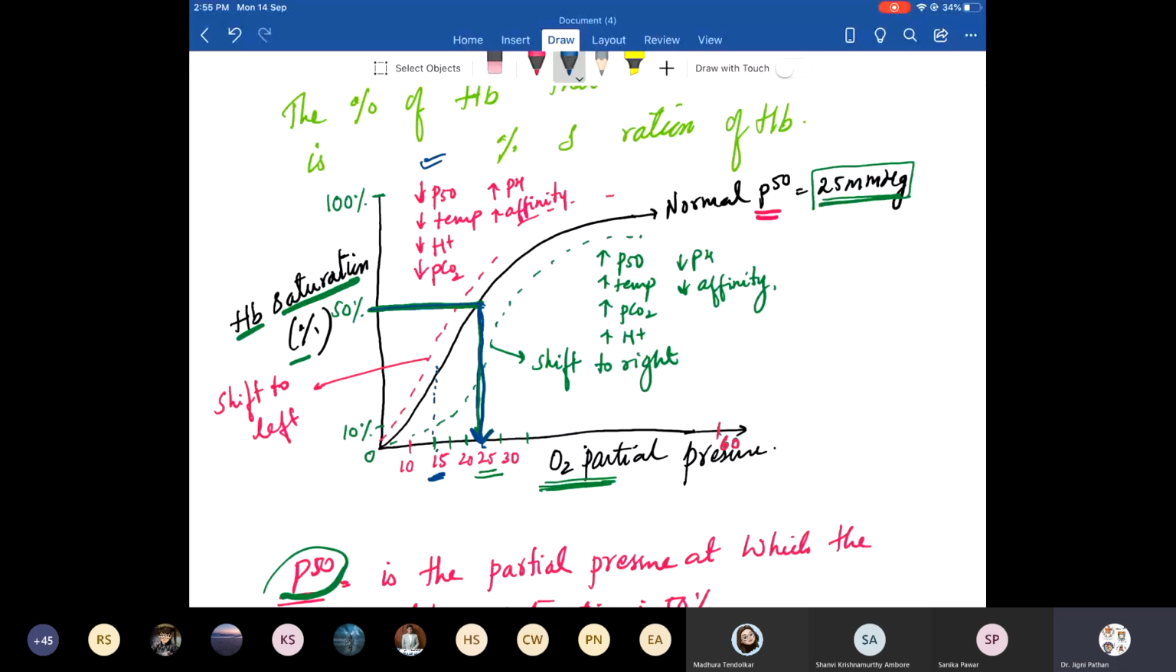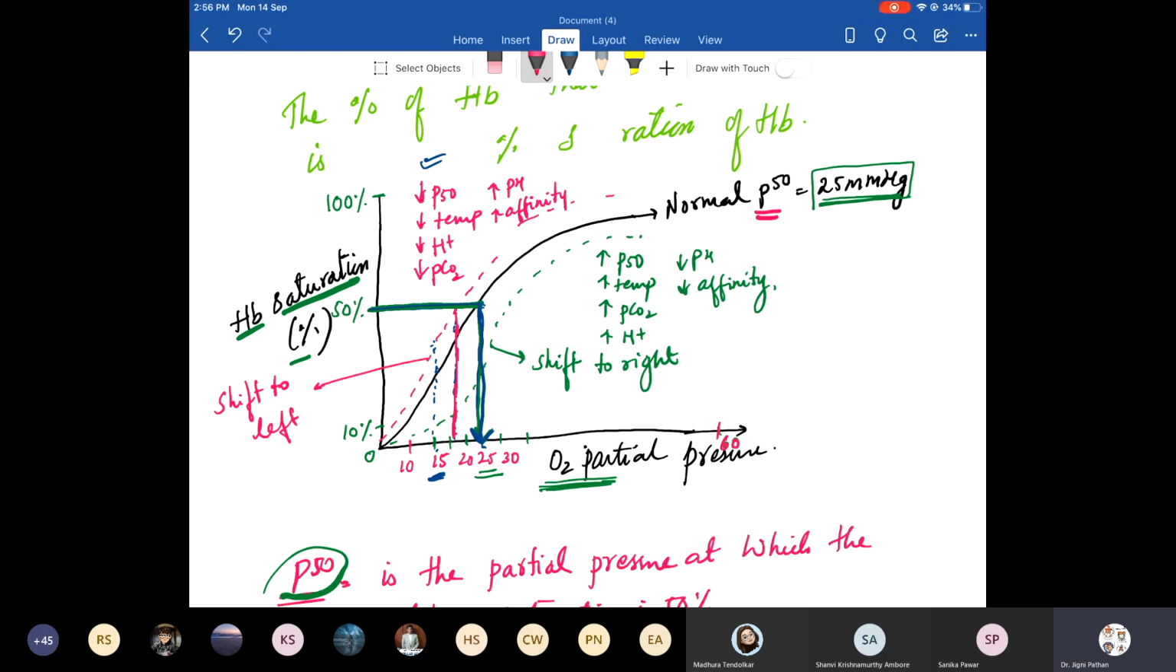Partial pressure is less. When the partial pressure is less, if you take the value here, or if you take the value here, it will come to somewhere here. This line, the pink color, will extrapolate like this. So when the pink color extrapolates like this, it means partial pressure is less, temperature is less, H plus ion concentration is less, there is less carbon dioxide.